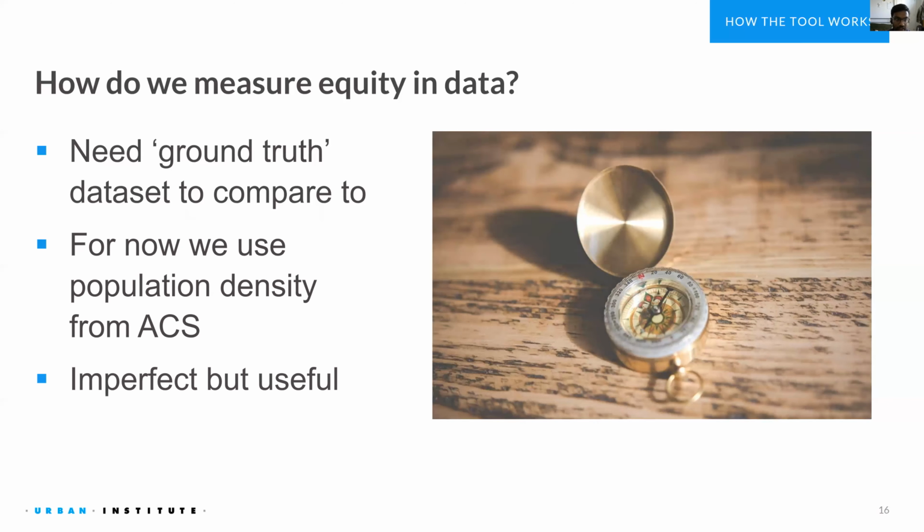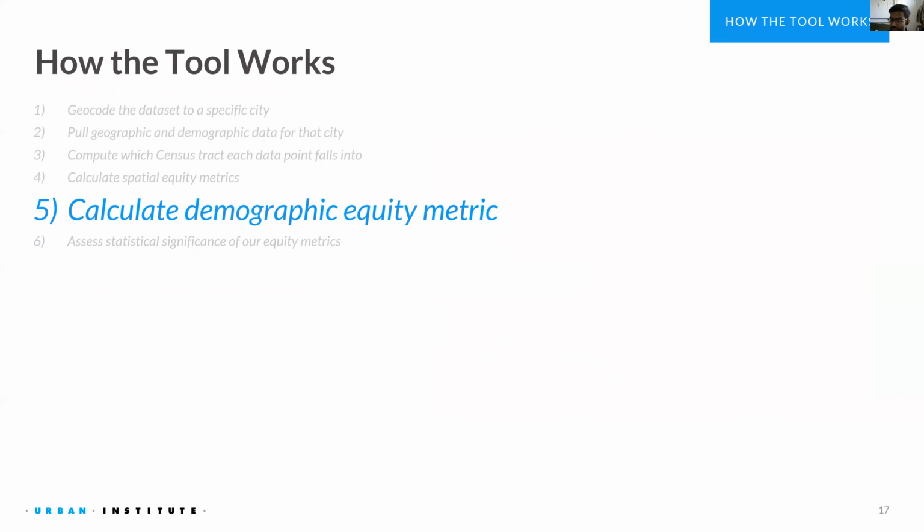So with that being said, after we compute the spatial equity metrics, we can get a map of essentially which neighborhoods in a city are overrepresented and underrepresented, and see across our entire city which particular neighborhoods are over and underrepresented in the data. But then on top of that, we overlay demographic information from the ACS to compute our demographic equity metrics.